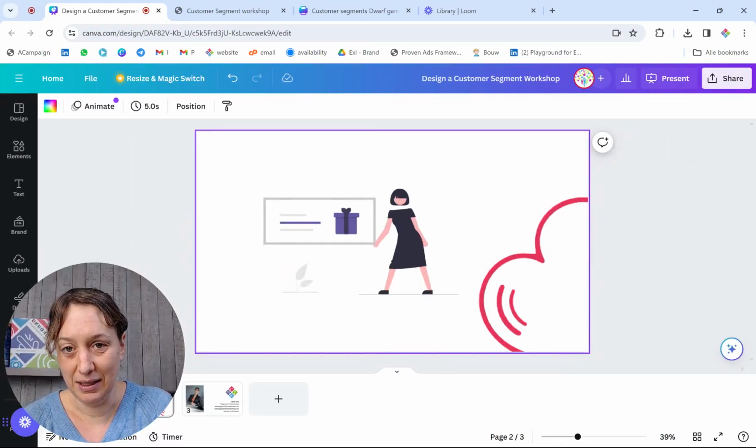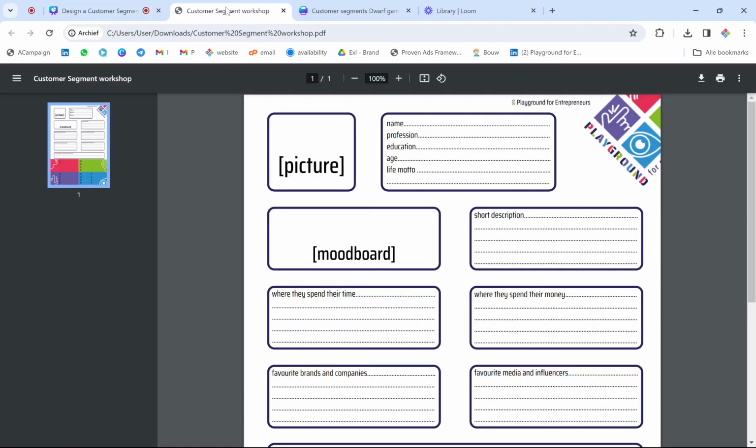So let's take a look at the worksheet. This is the worksheet. You can download it. There's a link in the description of this video. So first, let's just go through the template, and then we'll go to an exercise of it.